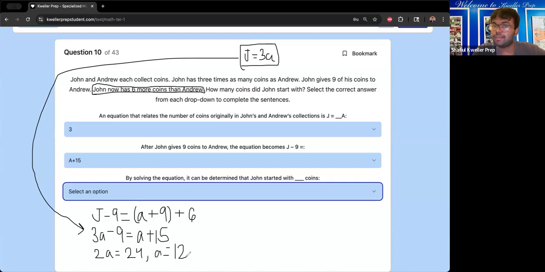The question asks us how many coins John had at the start. John had three times as many coins as Andrew. So if Andrew started with 12 coins, John had three times as many coins as Andrew, which is just 36. Does anyone have a question on that?